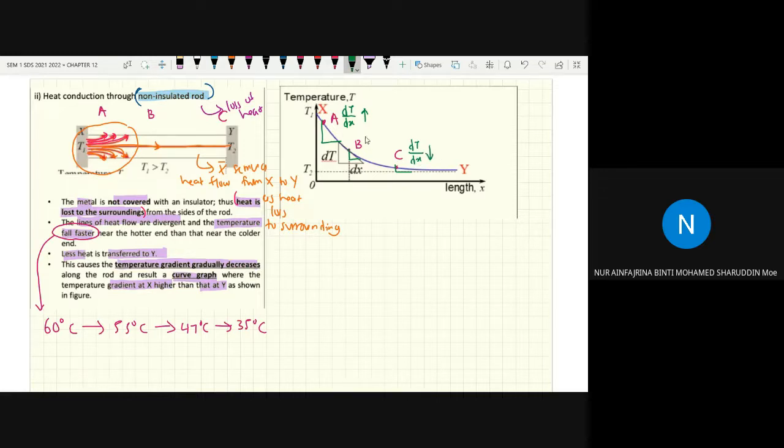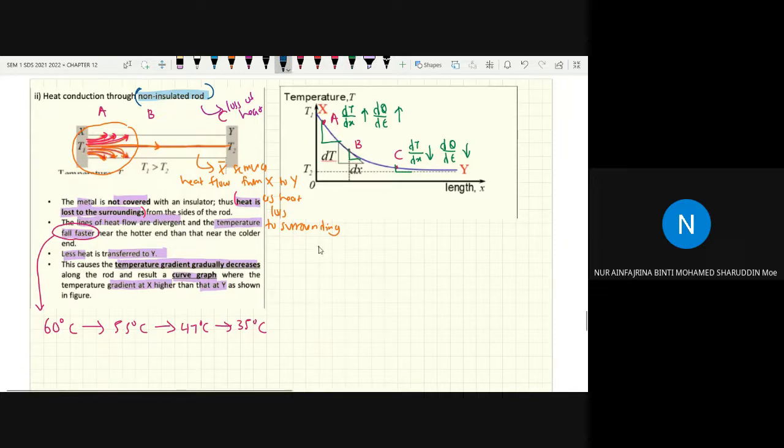So the gradient here maksudnya dt dx here is higher compared to dt dx at point C which is smaller. So apa yang awak boleh cakap sebenarnya dekat-dekat dengan X ini, okay, near end the X ini, dia punya temperature gradient is greater. So bila temperature gradient dia is greater, maksud dia dq dt dia pun adalah tinggi. And then dekat sini dq dt dia akan jadi rendah sebab temperature gradient dia adalah rendah juga. So that's the conclusion that you can make.